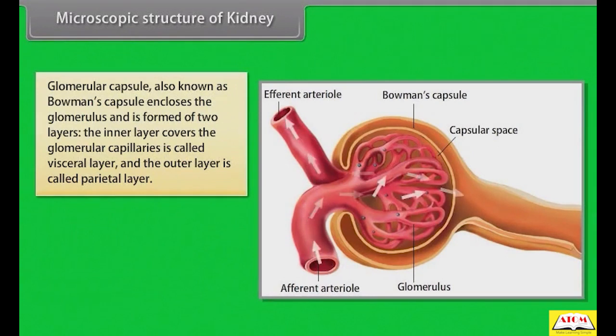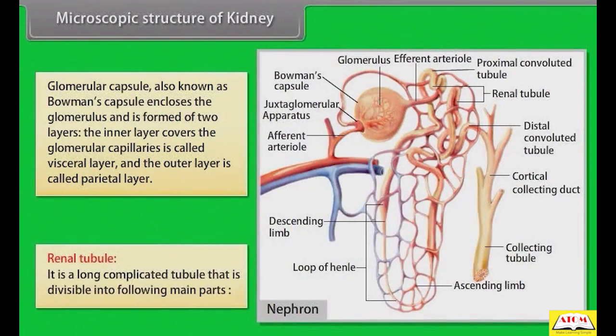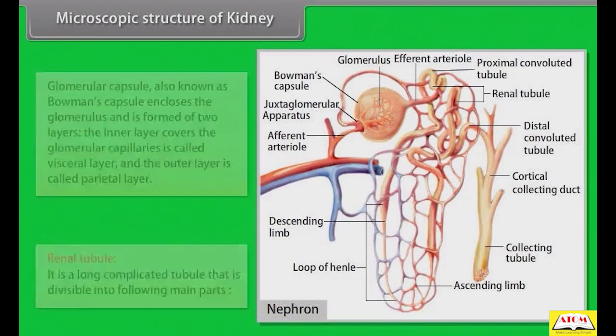Glomerular capsule, also known as Bowman's capsule, encloses the glomerulus and is formed of two layers. The inner layer covers the glomerular capillaries and is called visceral layer, and the outer layer is called parietal layer. Renal tubule. It is a long complicated tubule that is divisible into following main parts.